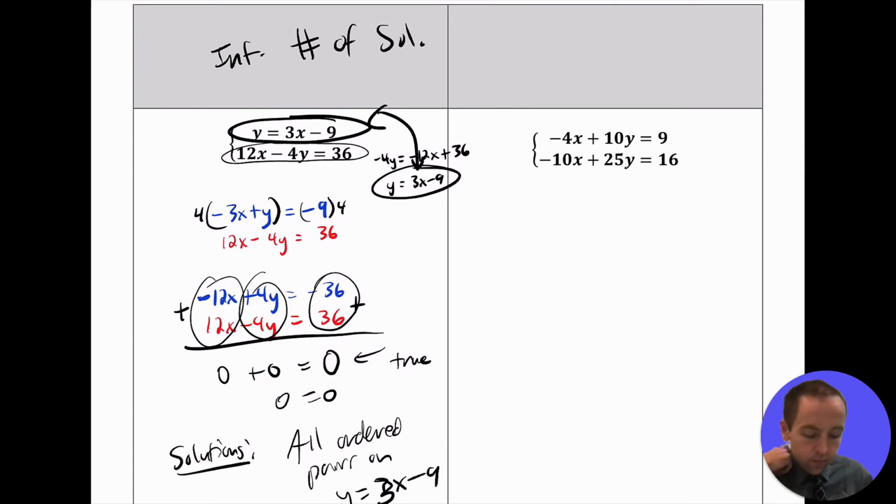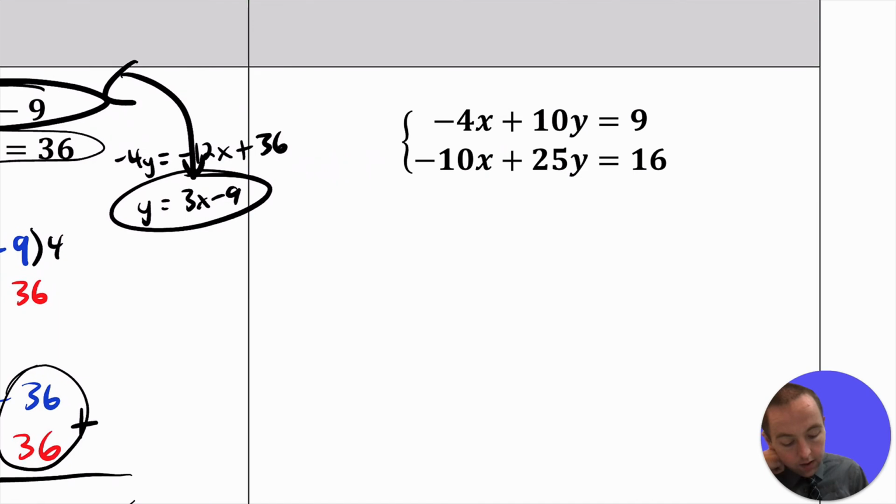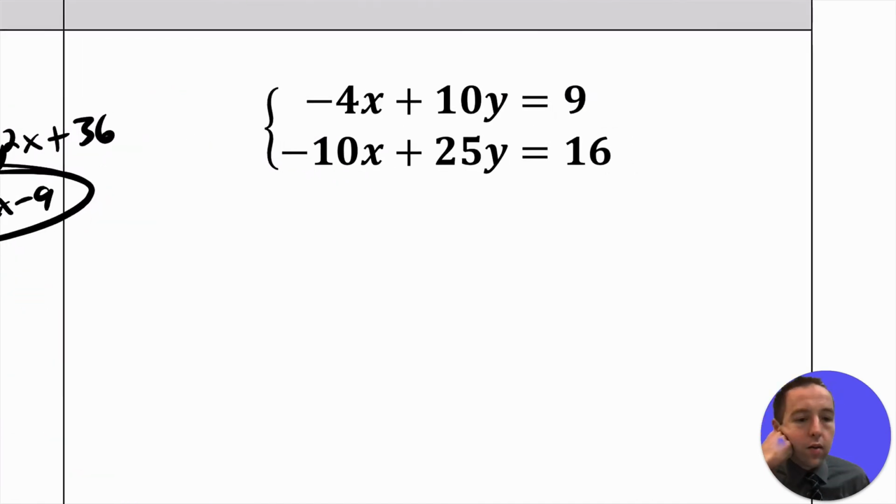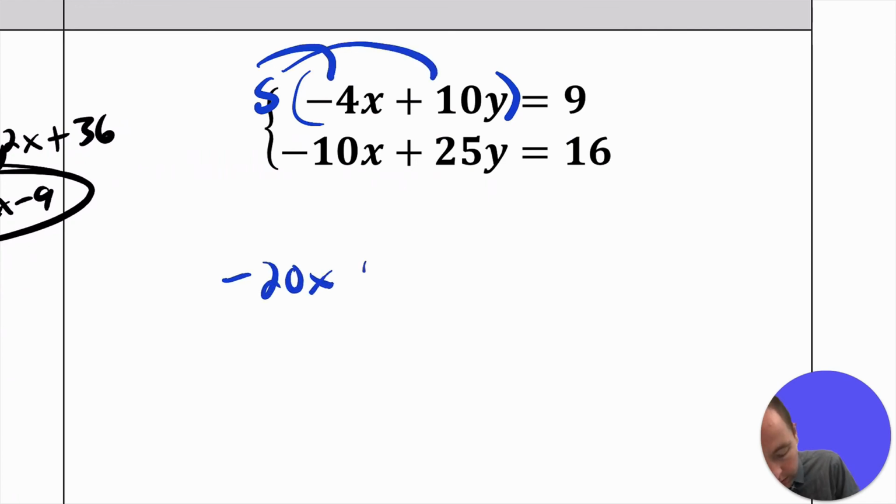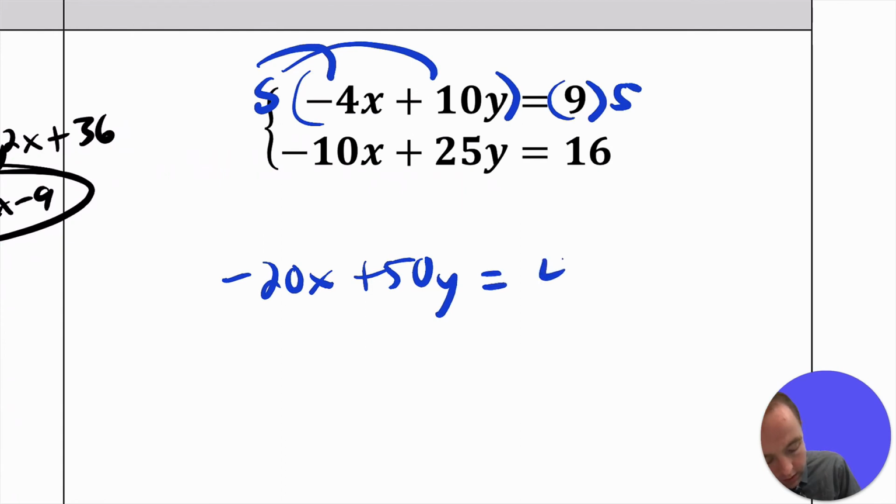And then for the other one here, let's say that we're going to try to eliminate the x's again. Both the negative 4 and negative 10 are the coefficients. 4 and 10 are both going to go into 20. So how about if we multiply this first equation by 5, because then we get negative 20x plus 50y. Multiply that side by 5 as well to keep it balanced.